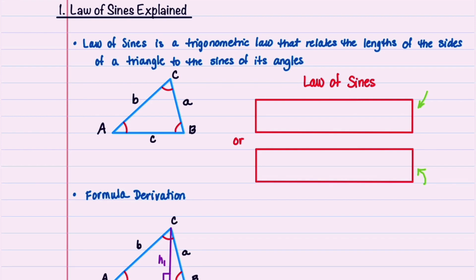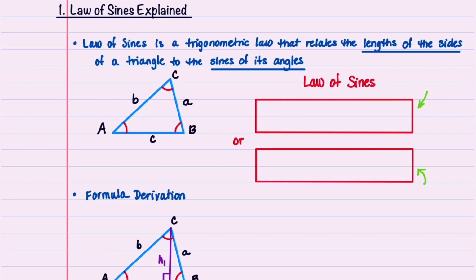The law of sines is a trigonometric law that relates the lengths of the sides to the sines of its angles. It's used with an oblique triangle like the one shown here. An oblique triangle is any triangle that's not a right triangle.